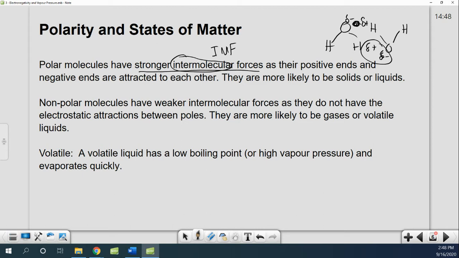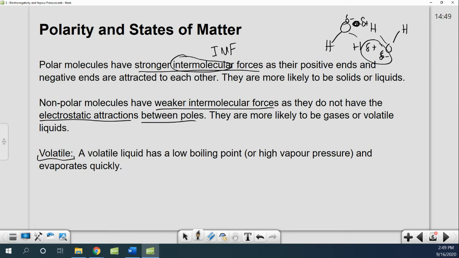They're more likely to be solids or liquids. They have high intermolecular forces. They're going to be a solid or a liquid. Non-polar molecules have weaker intermolecular forces. They don't have nearly this strength of positives and negatives holding them together. So there's a lot less there to hold them. And so because they do not have that electrostatic attraction between poles, they're more likely to be gases or a really volatile liquid. In chemistry, volatile doesn't mean like angry or explosive.